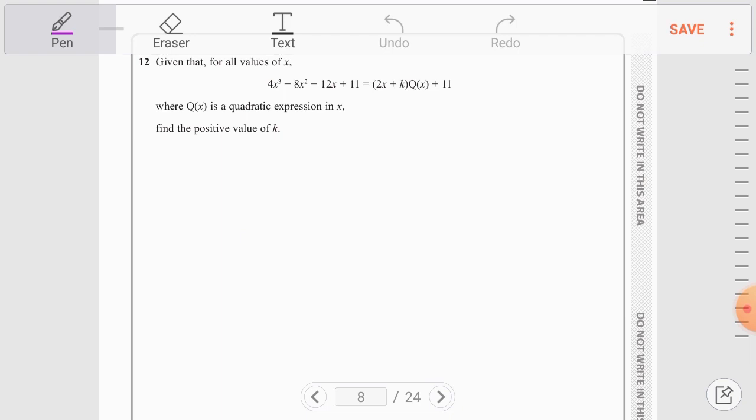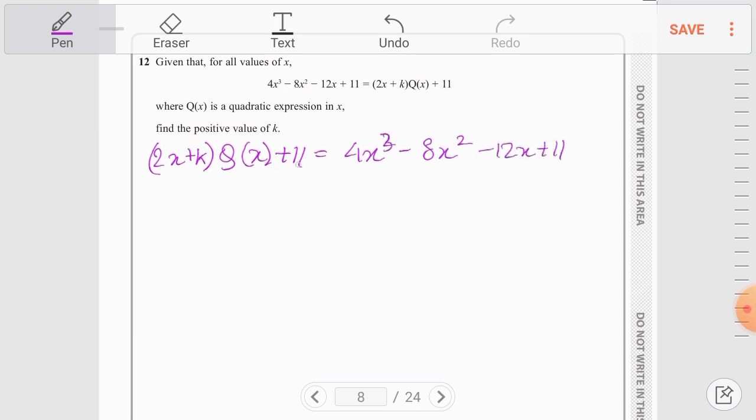Given that for all values of x, 4x cubed minus 8x squared minus 12x plus 11 is equal to 2x plus k, q, x plus 11, where q is itself a positive quadratic expression in x, it wants you to find the value for k. So let's start. At first I'm going to write it down in this form: 2x plus k, q, x plus 11 is equal to 4x cubed minus 8x squared minus 12x plus 11.